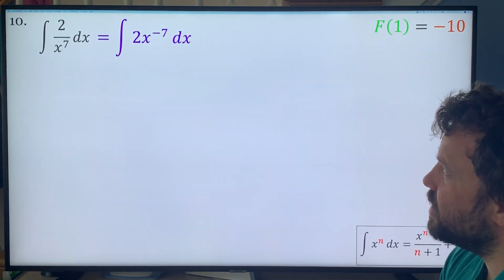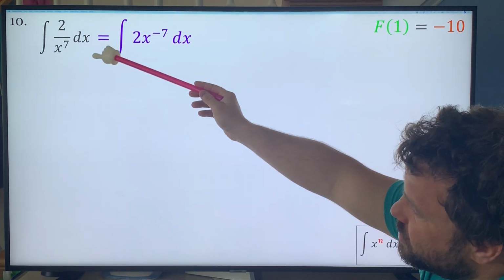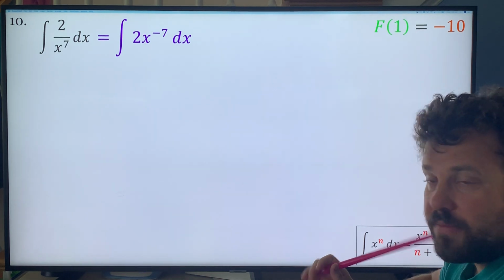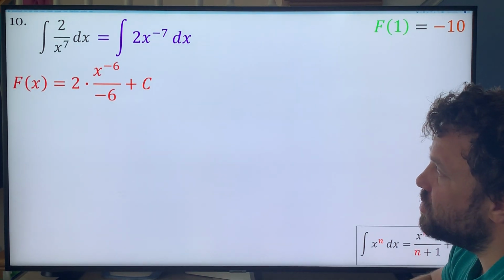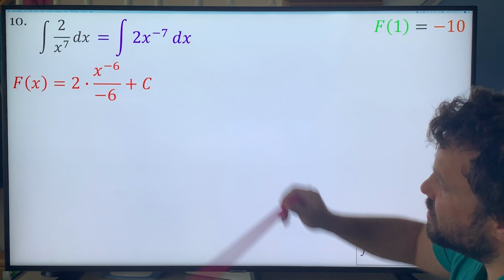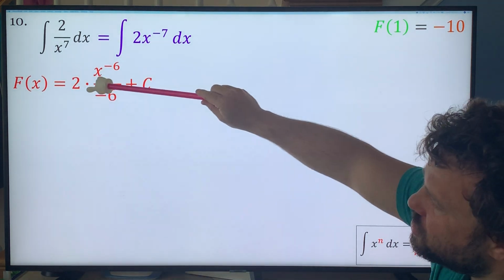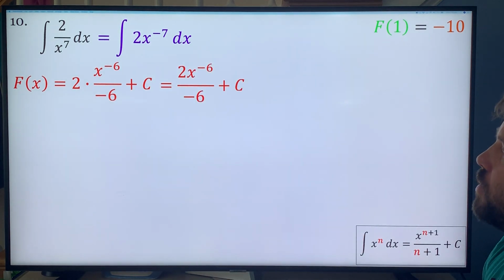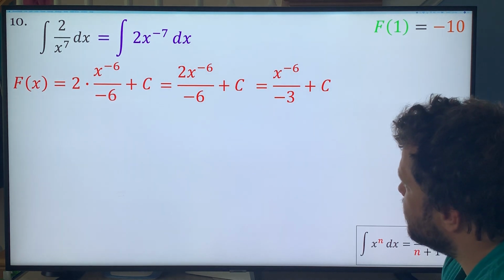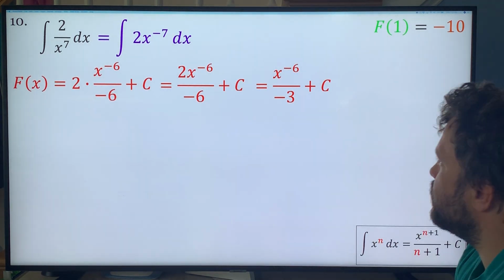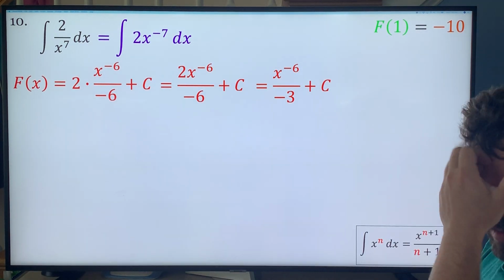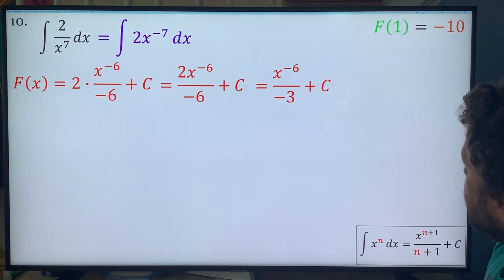Rewrite it: 2x to the negative 7th. Remember the rule? Variables on the bottom, make it a negative exponent. You move it to the numerator. Negative 7 plus 1 is negative 6. So it's 2 times x to the negative 6 over negative 6. 2 divided by negative 6 is 2 over negative 6. You can take out a 2, and you get negative 1/3 x to the negative 6 plus c. Sorry, sometimes early morning.